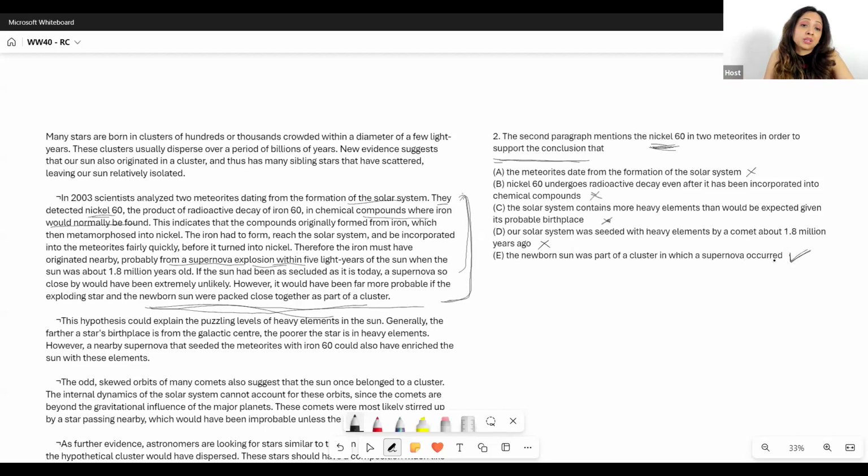So this is our answer. I mean, in case there was something given which says that a supernova explosion took place close to the sun, then we would be a little lost, because that would also be an intermediate conclusion. In fact, that would be the conclusion that it is supporting directly, and then that conclusion is supporting our main conclusion. Right? All right.